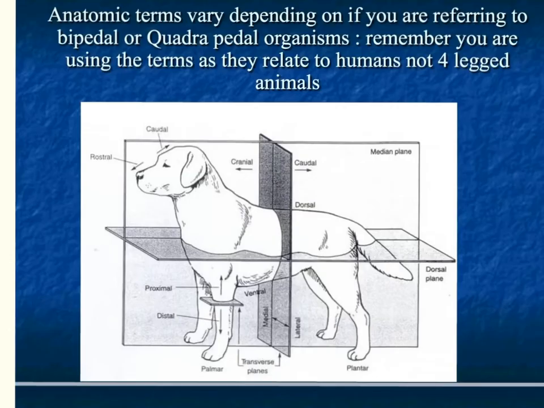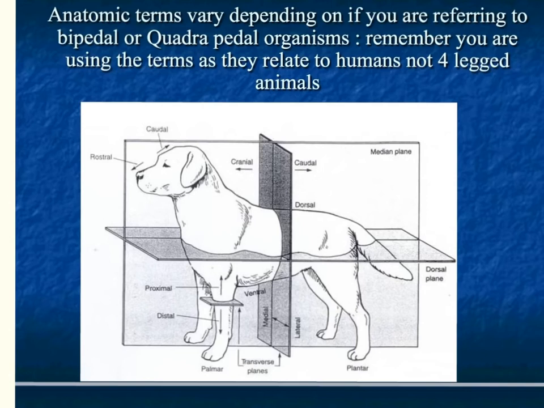Now, I do want to point one thing out before we move on, and that's that anatomical terms can vary depending on whether you're dealing with a bipedal or a quadrupedal organism. So if you are in an anatomy class, you will be using the previous slide for your directional terms. However, if you are in a biology class, you would use this diagram relating to the body planes and the directional terms, and there are slight differences that you will see between an individual that walks on 2 legs versus an individual that walks on 4 legs.